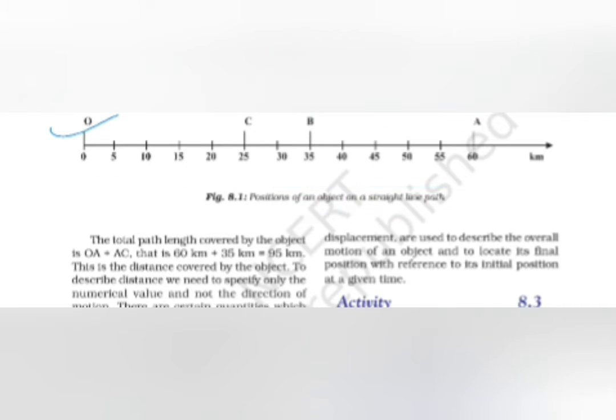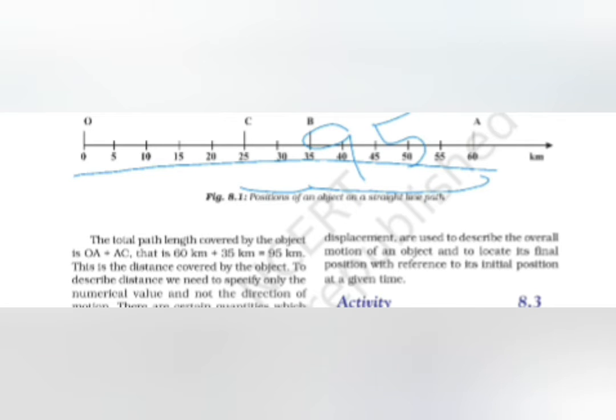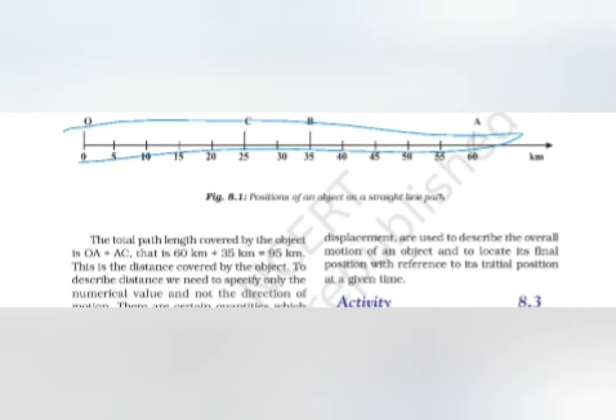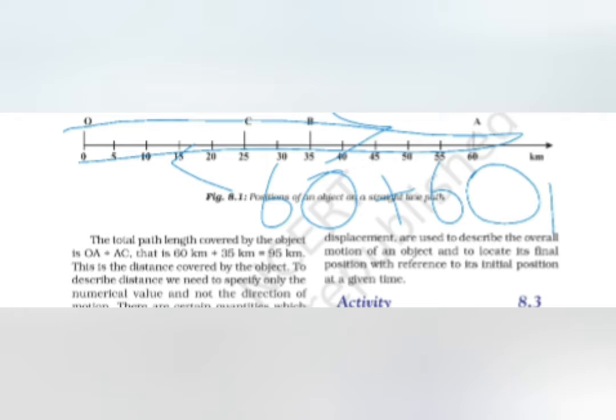Now let us look at another thing. Suppose it has started from O, moved to A. We have seen how much distance and displacement it has covered. They are the same, 60 kilometer. It moved back to B, then it moved back to C. Here the distance would become 10 more, that is 95 kilometer, from O to A, and then back to C. And displacement here would be 25 kilometer. And finally when it comes back to O, from A back to O, how much distance has it covered? Distance would be 60 when it is going to this side, plus another 60 when it is returning. That is 120 kilometer.